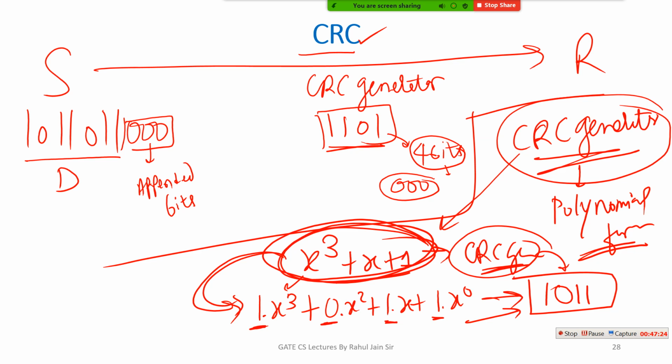Is this concept clear, guys? That if in polynomial form you get the CRC generator, then how will you generate the CRC generator bits? Is it clear, guys? To everybody? To everybody, is it clear?